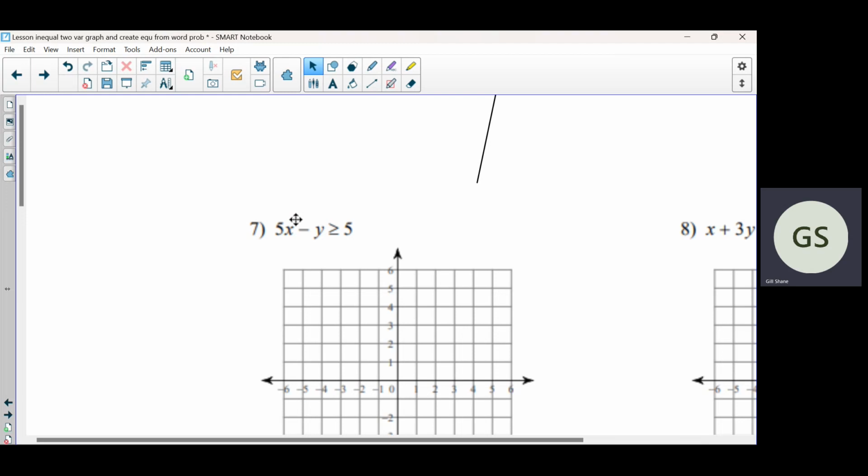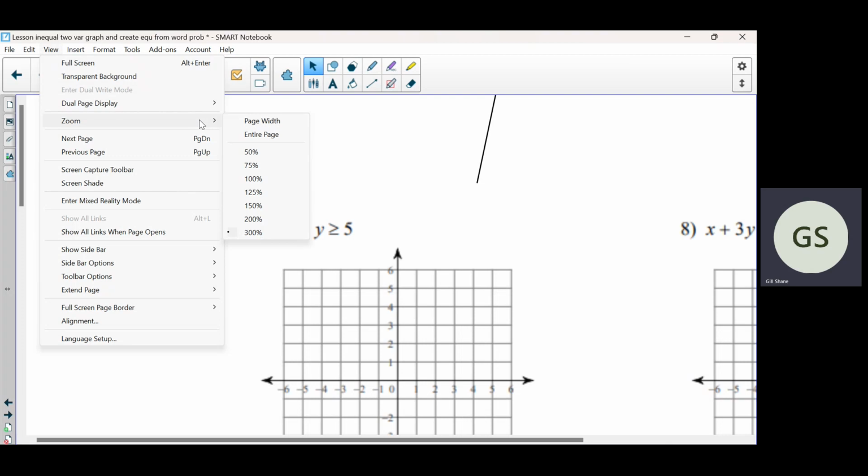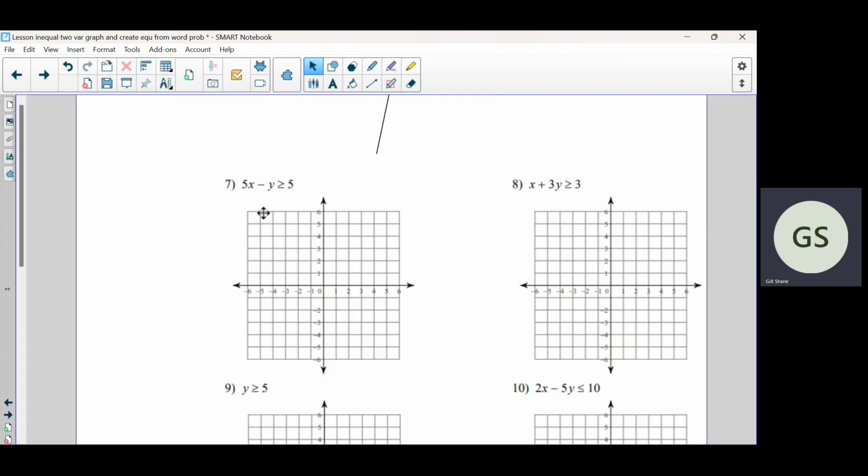So I'm going to show you a quick reminder of how we do inequalities when y is not by itself. I'm doing this problem right here, number 7. I'm going to zoom out a little bit. I think that probably would be better.